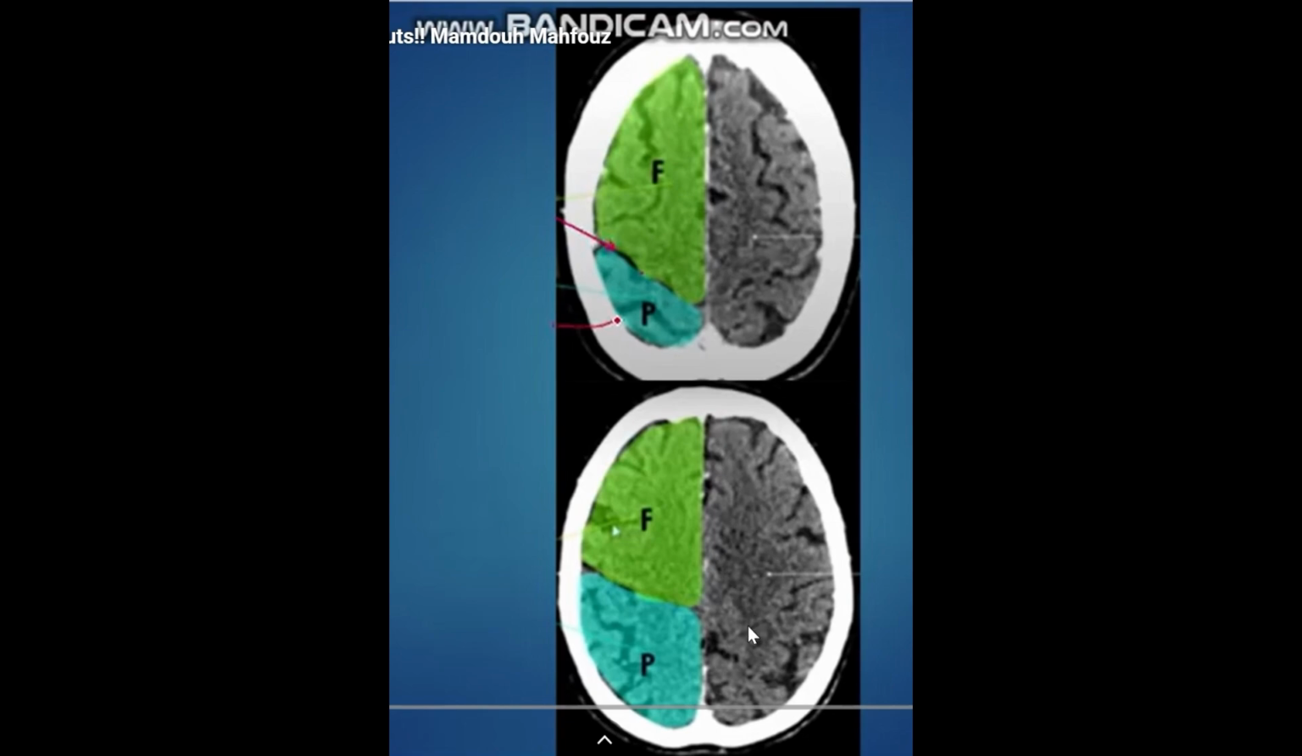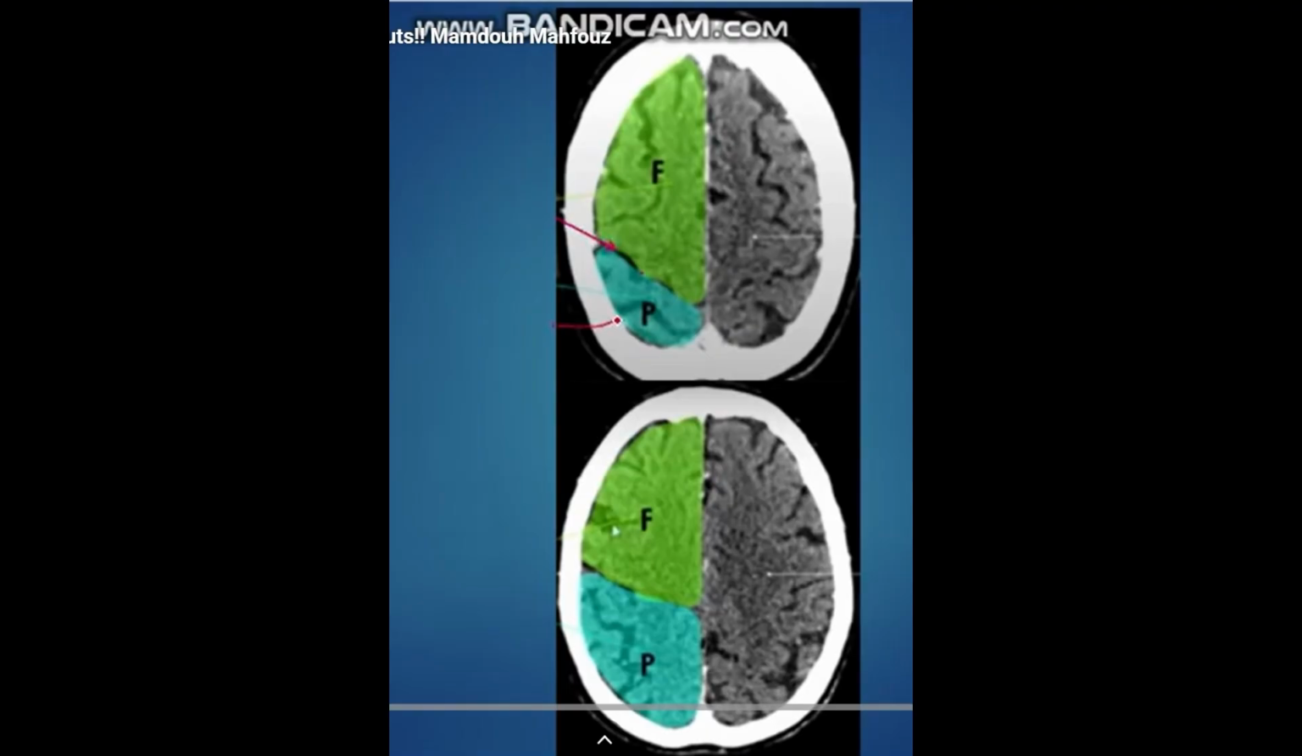At this level, this is the central sulcus. This is the central sulcus. The anterior two-thirds of the brain is formed by the frontal lobe. The posterior one-third is formed by the parietal lobe. So at the level of the centrum semiovale, the frontal lobe is the anterior two-thirds. The parietal lobe is the posterior one-third.